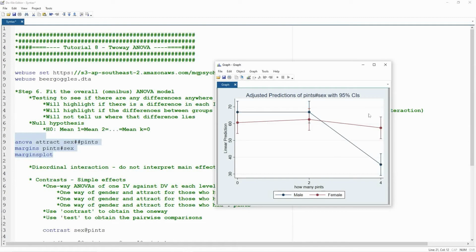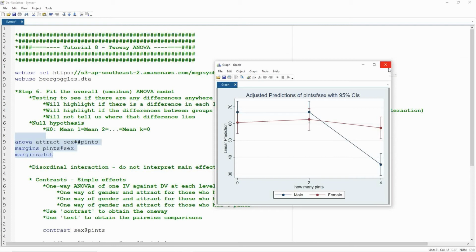As a reminder, we did have this interaction going on, where we see males had slightly higher scores of attractiveness than females at 0 and 2 pints, but at 4 pints we get this disorderly interaction happening, where males cross over and are now substantially lower. We don't know if this drop-off is significant yet. All we know is that it is a substantial change. Male scores almost get cut in half.